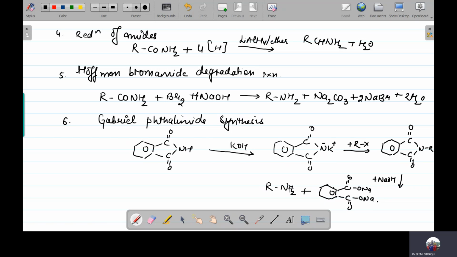Now in this case, your aromatic amines cannot be prepared by this method. Always remember, we cannot prepare aromatic amines. The reason is that aryl halides do not undergo nucleophilic substitution with the anion formed by the phthalimide. Again I am repeating the reason: by the Gabriel phthalimide synthesis we cannot prepare the aromatic amines because aryl halides do not undergo nucleophilic substitution with the anion formed by the phthalimide.